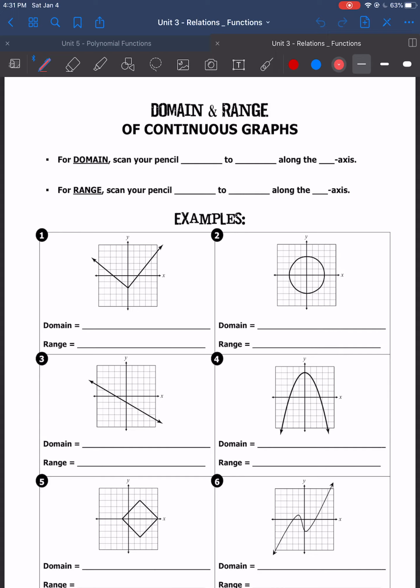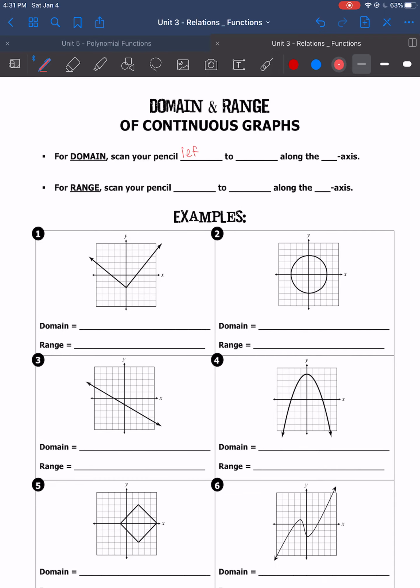So for domain, you want to scan your pencil left to right along the x-axis. And for range, you want to scan your pencil top to bottom along the y-axis. So for domain, you're looking at your x values, and for range, you're going to look at y values.